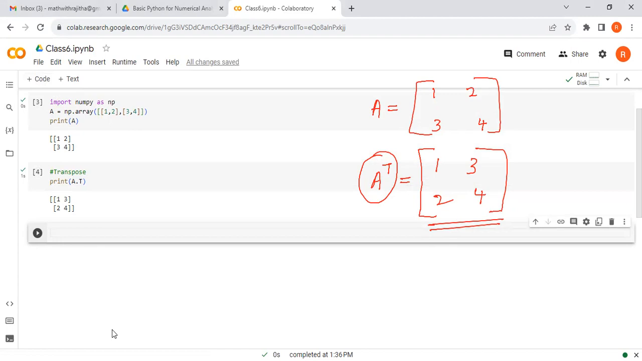Next one: element-wise functions or operations between matrices. You will see what it means. Technically, element-wise operations.